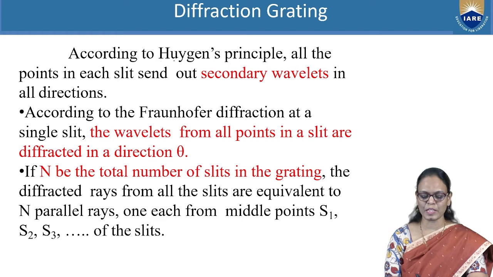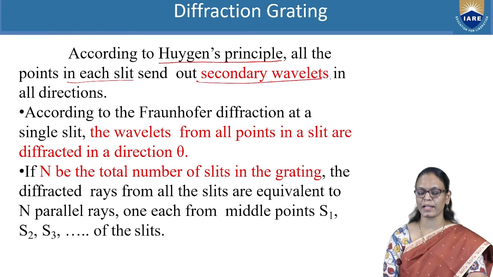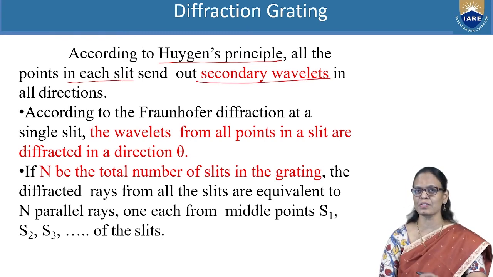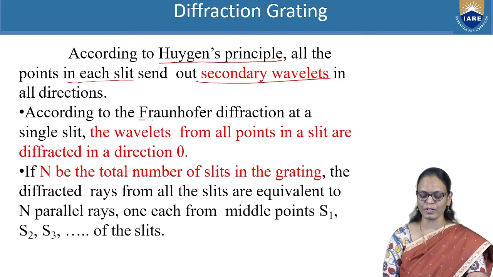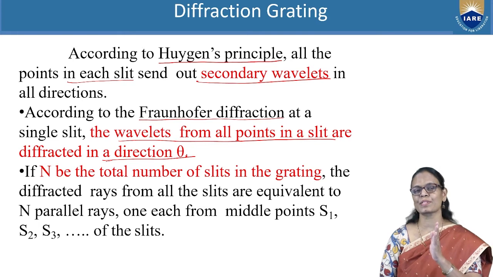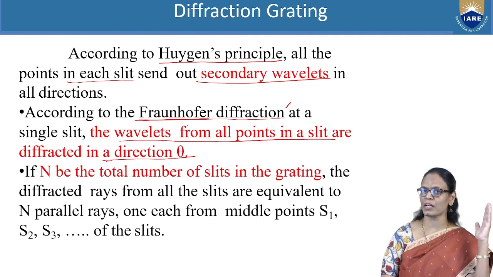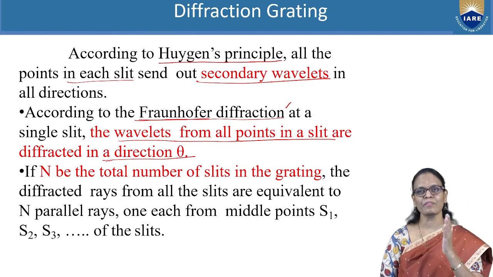Now, according to Huygens principle, again we go back to the basic Huygens principle: each point in the slit acts as a secondary source and sends out secondary wavelets in all directions. According to Fraunhofer diffraction at a single slit, the wavelets from all points in the slit are diffracted in a direction theta. Whenever light falls on an obstacle, it bends around the corners of the obstacle; we call it diffraction. Here we are talking about Fraunhofer diffraction, where we consider the source at a far off point and use lenses to focus it onto the grating.